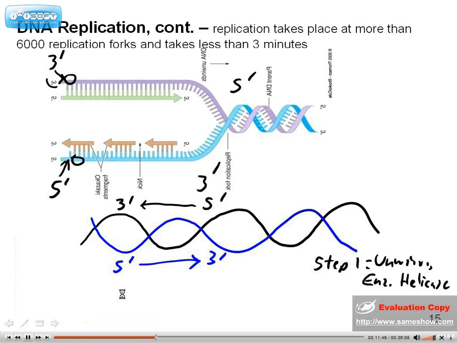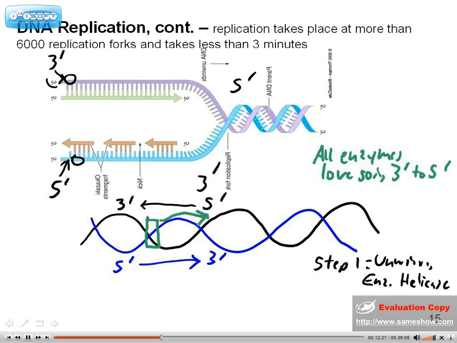So, I'm going to draw it as a little box. And you're going to find something really interesting about these enzymes. As far as this class goes, all enzymes love going from 3 prime to 5 prime. So in this example right here, we're going to go this direction.